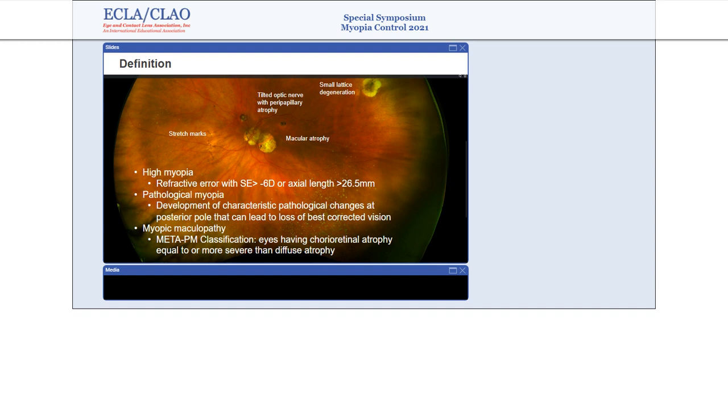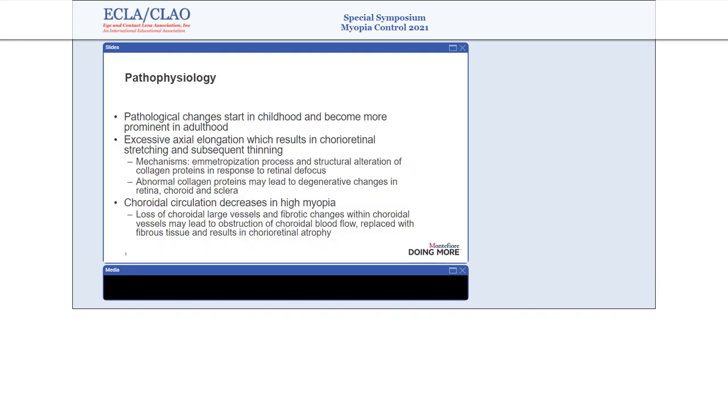This is one of my patients with one of the characteristic findings of pathologic myopia. Then there is something called myopic maculopathy. An international group of researchers in myopia performed a meta-analysis of what they call the pathologic myopia classification system, where they proposed a uniform system to define what maculopathy is. The definition is eyes having chorioretinal atrophy equal to or more severe than diffuse atrophy. And I will touch upon this a little bit further.